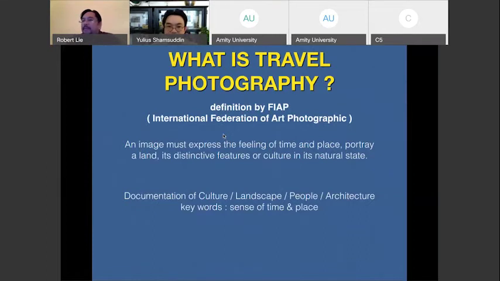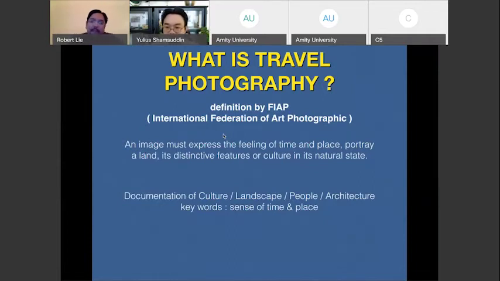So when we talk about travel photography, it's not about going to another place and taking a picture just like that. No, it's about taking pictures of cultures, landscape, people, and architecture. And it's best if you can take all of this. The keywords of travel photography are sense of time and place.